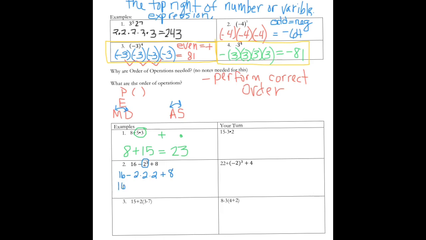Rewriting that becomes 16 minus 2 times 2 times 2 is 8 plus 8. And if you remember from our integer assignments, I have a negative 8 and a positive 8. They cancel each other out because they are inverses of each other. So my final answer is 16.